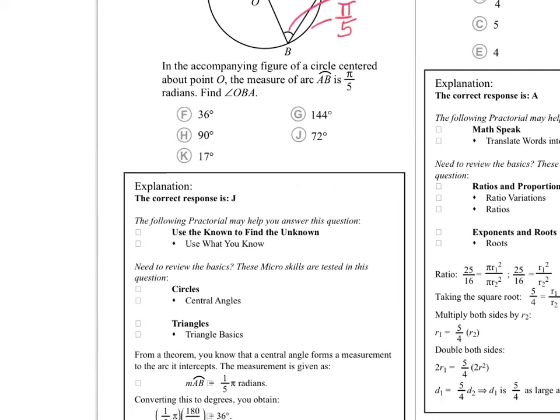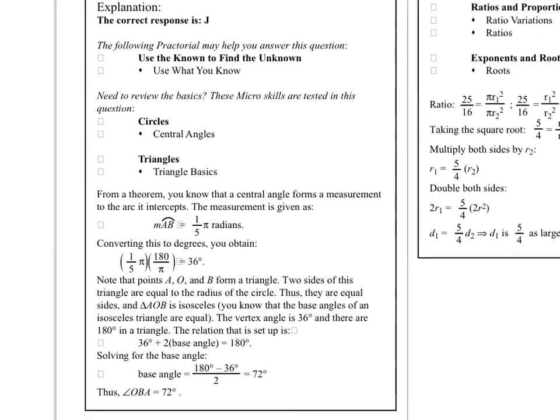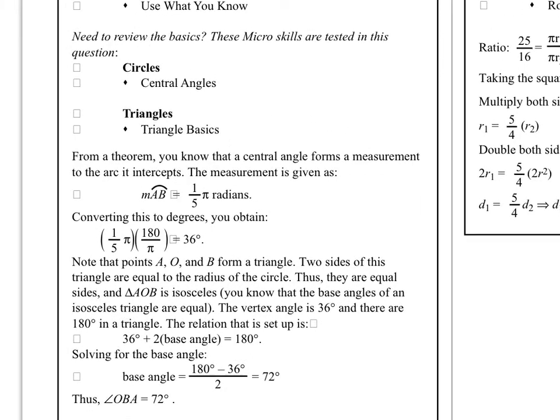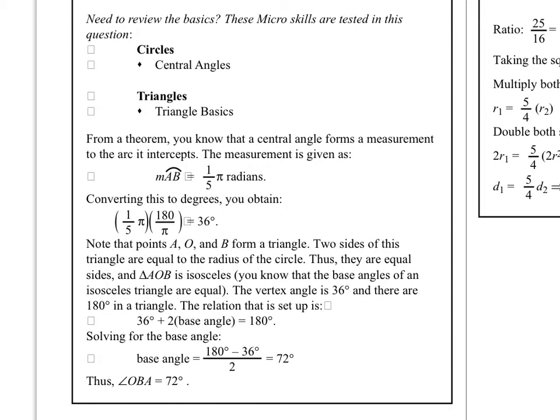All right, for the solution on this. Now this goes back to a theorem. So you have to know central angles and triangle basics. This is why. So from a theorem, you know that a central angle has a measurement equal to the arc it intercepts. So the measurement is given as measure of arc AB is 1/5 pi radians.